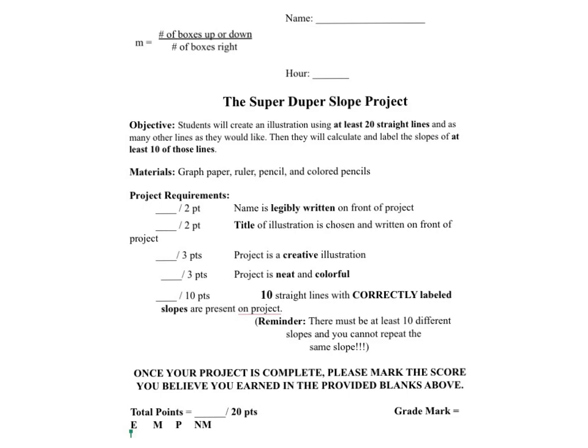But just a quick reminder that your slope is simply the number of boxes up or down over the number of boxes to the right. So I'm just going to go through the guidelines here.